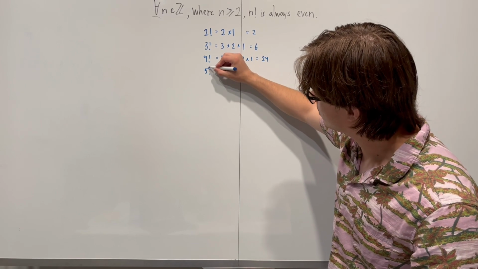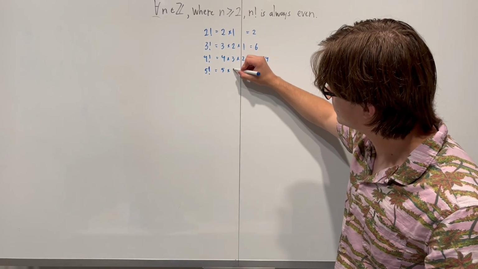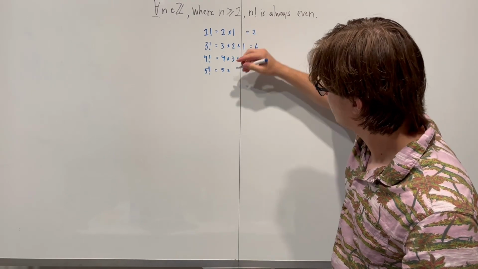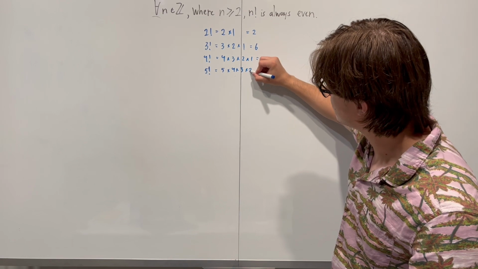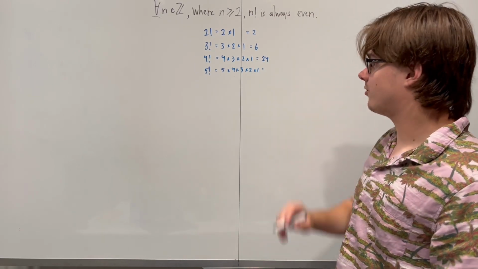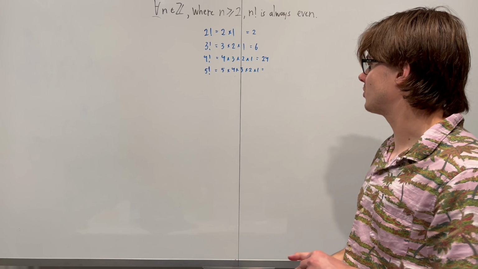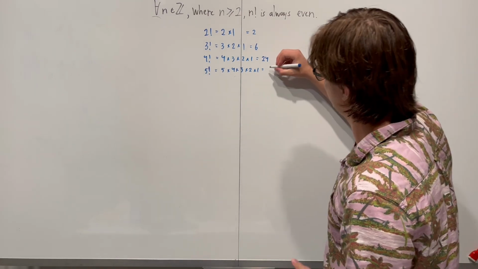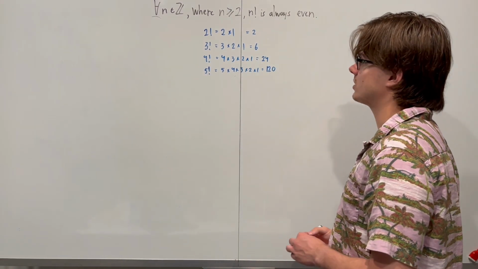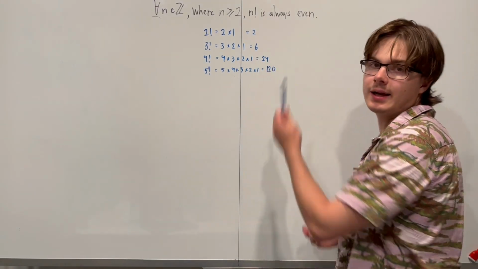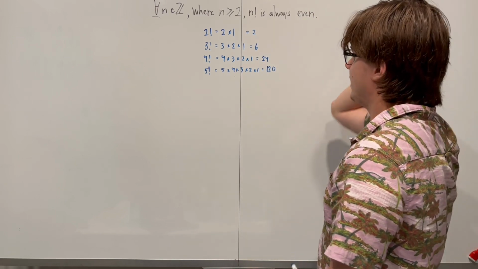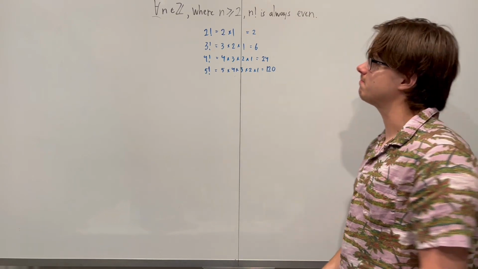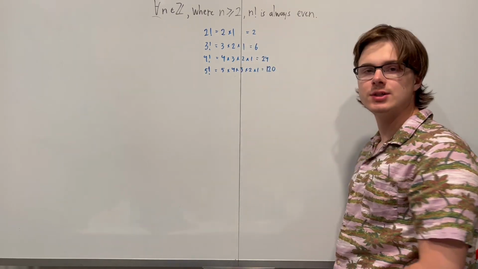5 factorial is going to equal 5 times 4 times 3 times 2 times 1. Oh, I've missed the 4. So 24 times 5, that's going to equal 120. Okay, I think we can stop here, just because it's going to get exponentially bigger. So based off of this, what can we see is, yeah, it looks like for numbers greater than or equal to 2, it does seem to be even.